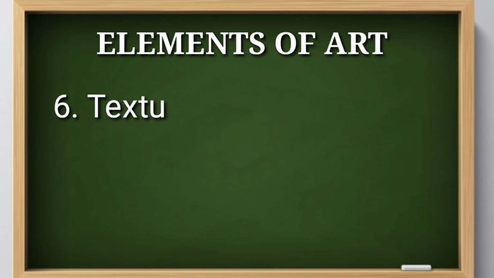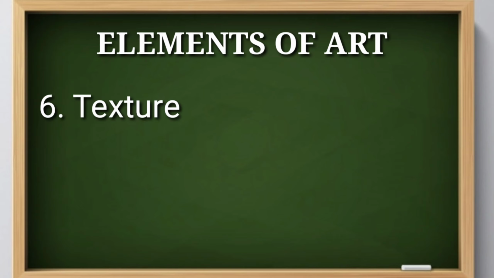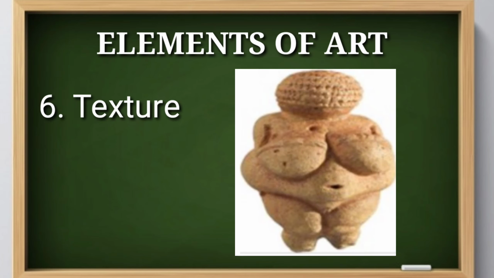Number 6, texture. A texture describes the feel of an actual surface. The surface quality of an object can be real or implied. Here's an example of texture.